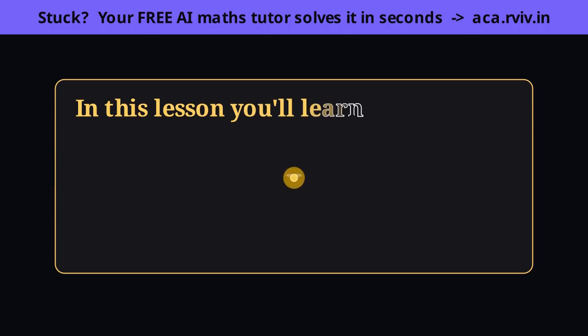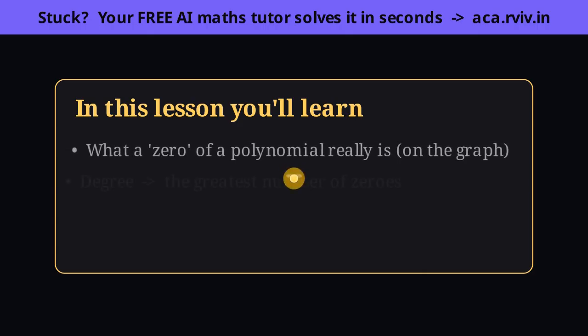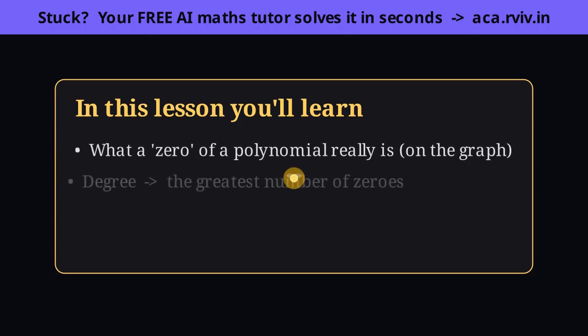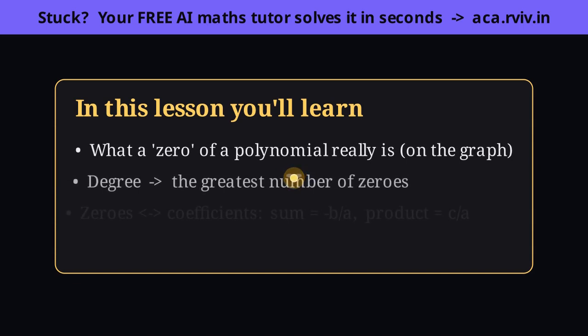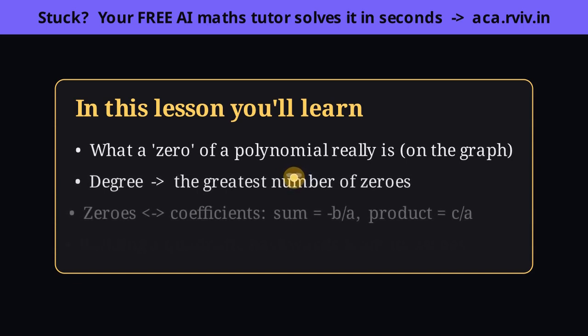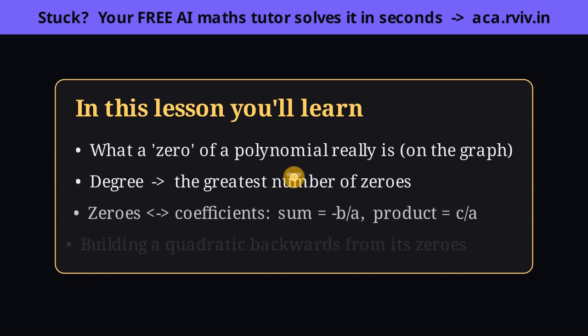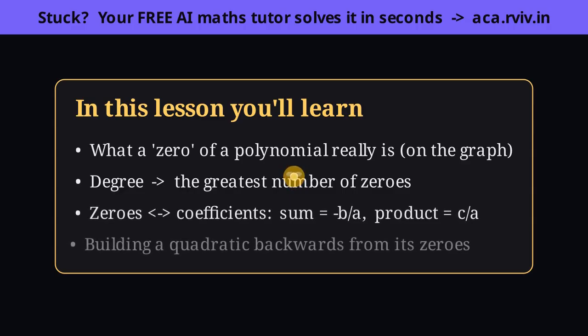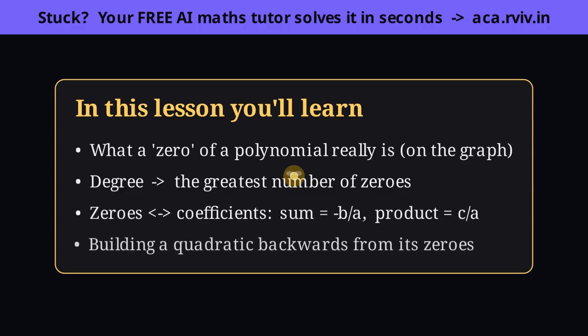Then the key idea: for a quadratic, the zeros are secretly tied to the coefficients. They add up to minus b over a and multiply to c over a. You'll even build a quadratic backwards from its zeros. We work every example and every exercise step by step, then finish with exam practice.